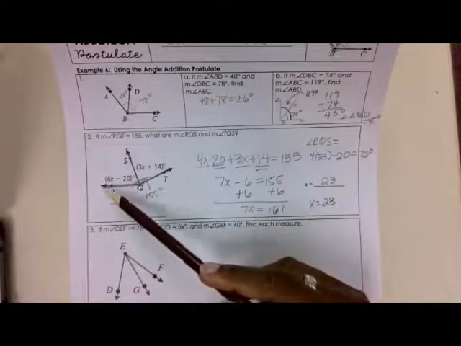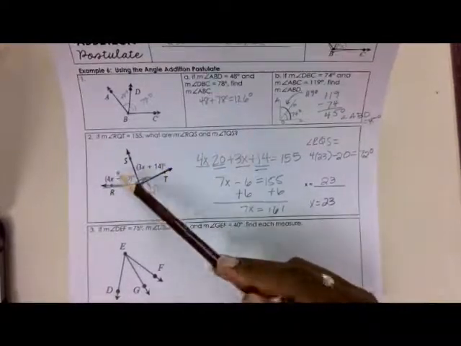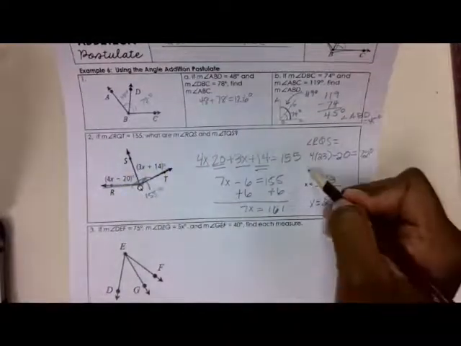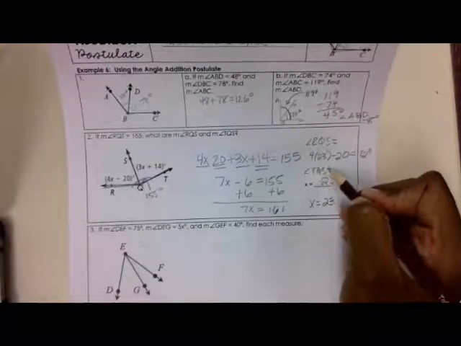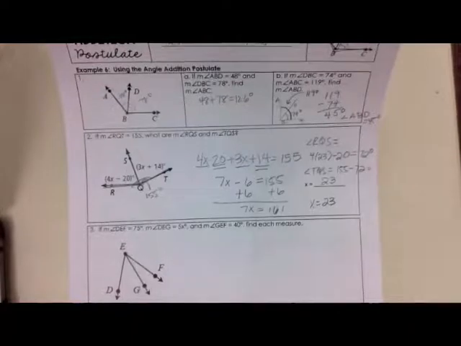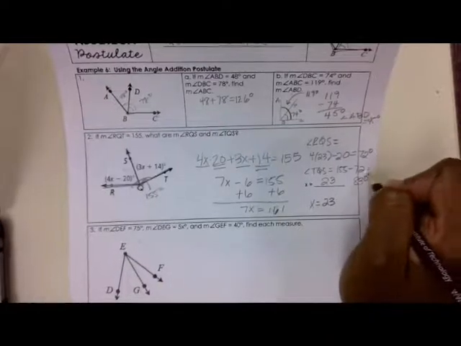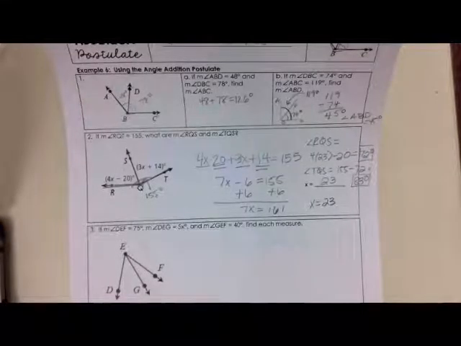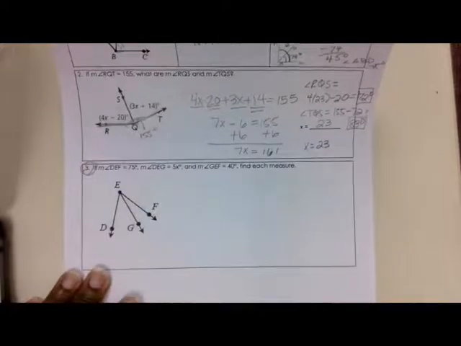Well, I know that this angle plus this angle equals 155. So to find angle TQS, I can just do 155 minus 72. And that gives me 83 degrees. So those are my two answers. Alright. Number 3, I want you to try on your own, and then check the PDF for answers.